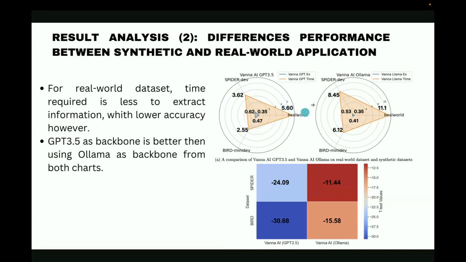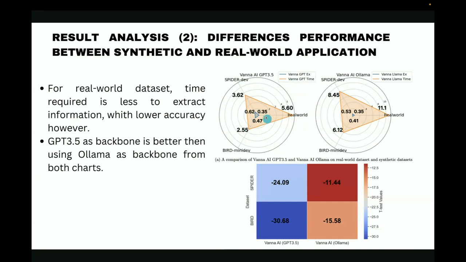On the three data sets, Spider, Real World, and Bird. What I can see here is, first of all, we are using GPT and Ollama as a backbone for each of these charts. The common trend is that the time to run each query on the real world data set took less time. Which means if you run queries using AI models, it took less time compared to synthetic data.